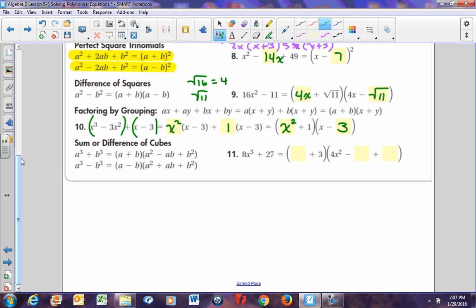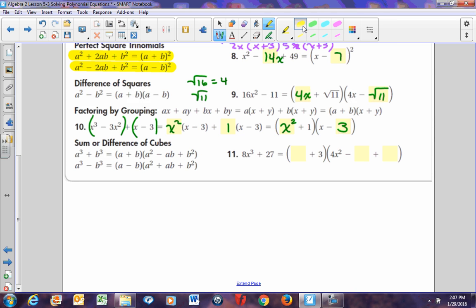Now, sum or difference of cubes. Here's where you need to know your formula, because you really can't factor it any other way. There's no product or sum to look at. You basically have to know the formula to factor the difference of a cube or the sum of a cube. Just pay attention to what you're looking at here.